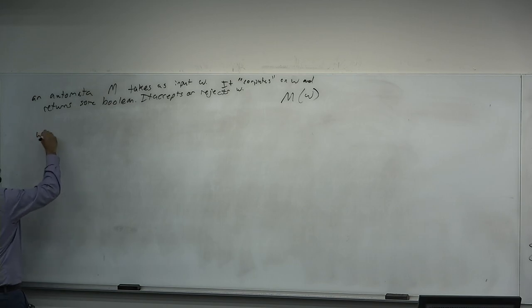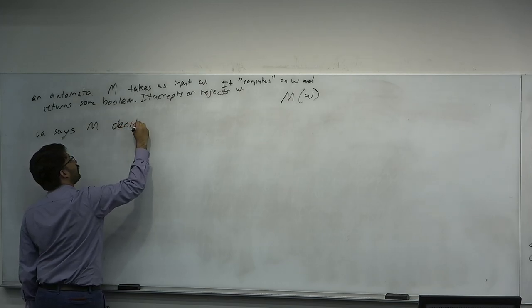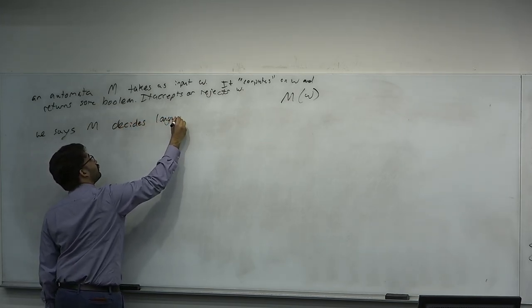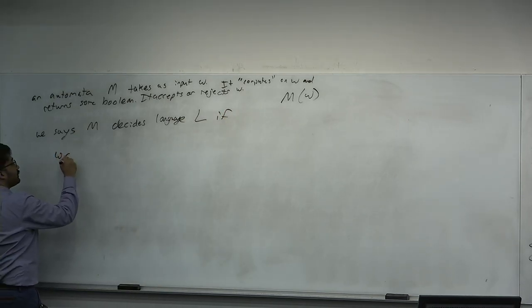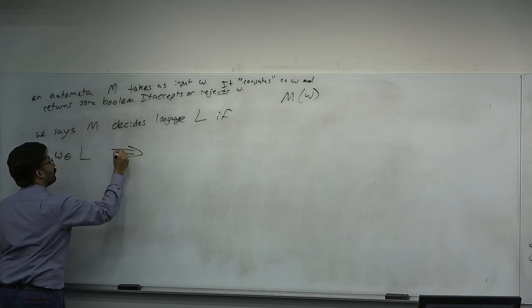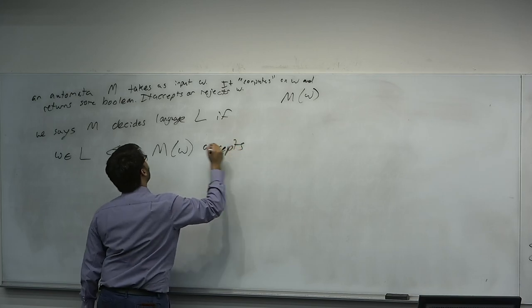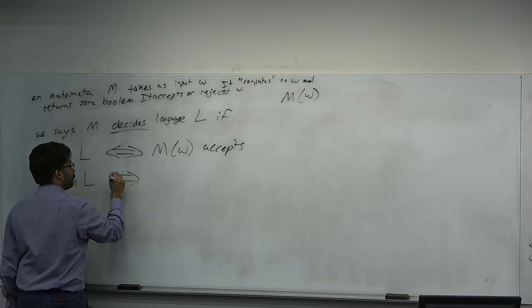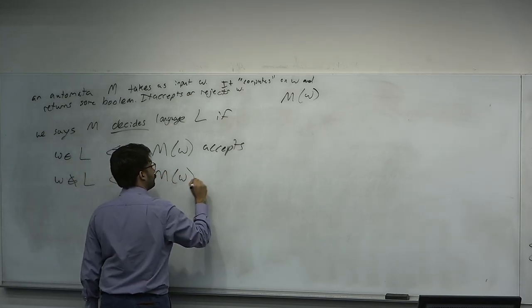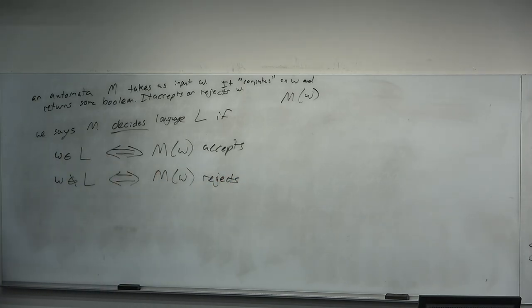We say M decides language L if W is in L if and only if M on W accepts. And we say W is not in L if and only if M on W rejects. This is probably the most important definition of the course, because it's how we interpret the machine language correspondence.